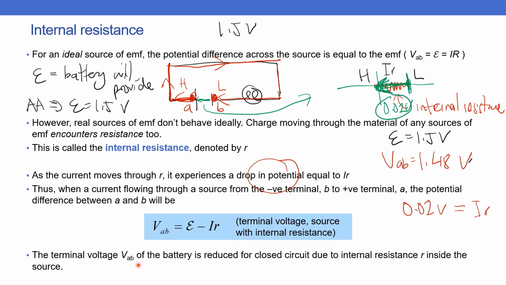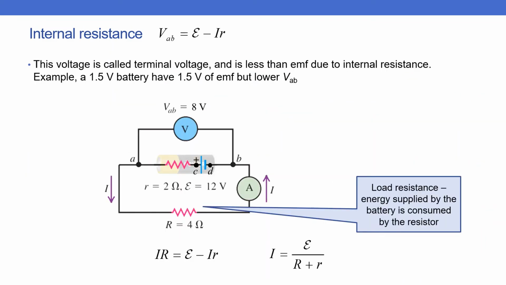So the terminal voltage VAB of the battery is reduced for a closed circuit due to internal resistance inside the source. This voltage VAB equals EMF minus Ir. This voltage is called the terminal voltage because this is the final voltage that the battery can provide to the circuit. And this voltage is less than EMF due to internal resistance. For example, a 1.5 volt battery has 1.5 volt of EMF but a lower amount of VAB.